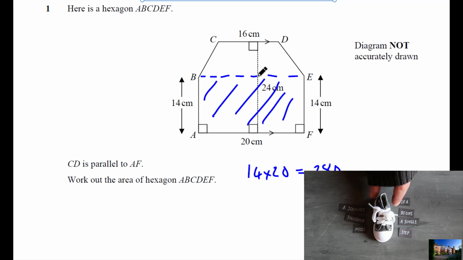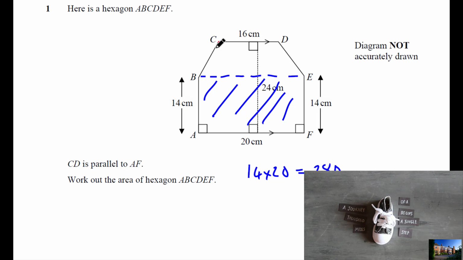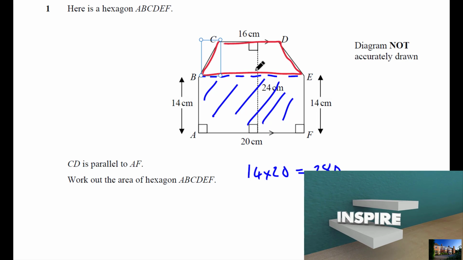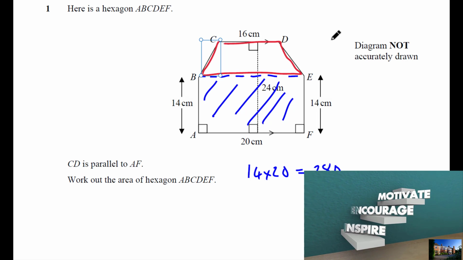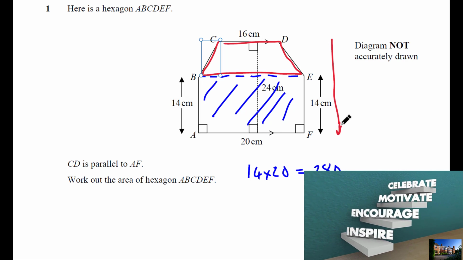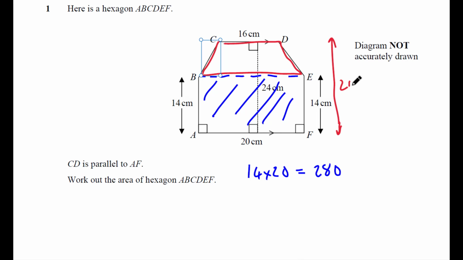Now there is this trapezium here. So you want to work out this area, the trapezium. Now, if they give you this whole length of height up to here as 24, then you know the height of this trapezium must be 10. The formula for a trapezium is h times a plus b, where a plus b are the parallel sides, divided by 2.